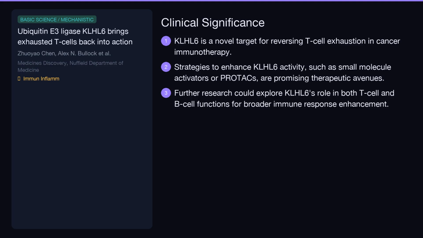This research opens up an exciting new path for cancer treatment by identifying KLHL6 as a critical regulator of T cell exhaustion. The findings suggest that we could develop drugs to boost KLHL6 activity, potentially re-energizing the immune system to fight cancer more effectively. This could lead to new therapies that benefit a wider range of patients and might even have applications beyond cancer, impacting other immune-related diseases.